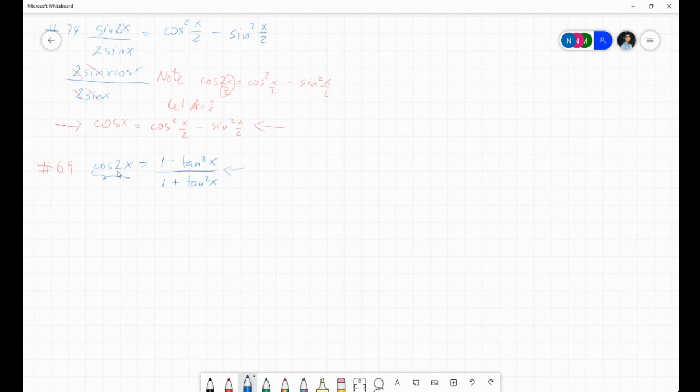Another thing you should be aware of is that this is actually an identity. What is it equal to? 1 plus tangent squared x. That's a Pythagorean identity. What is that equal to? Cosine 2. Not cosine, secant squared. Oh, my bad.